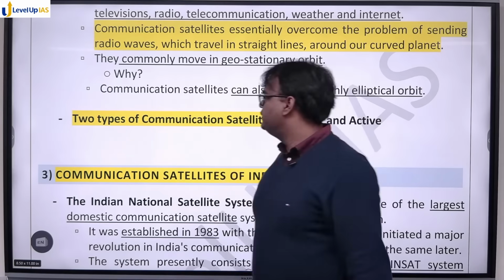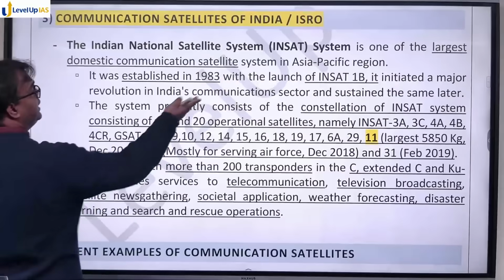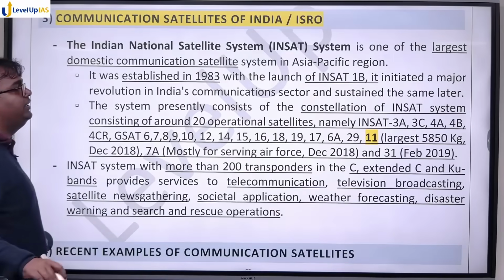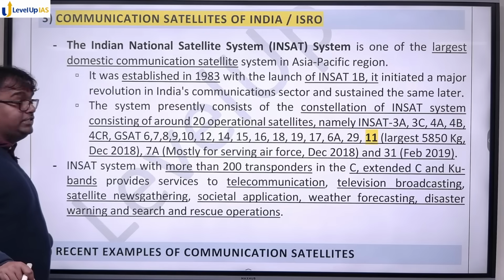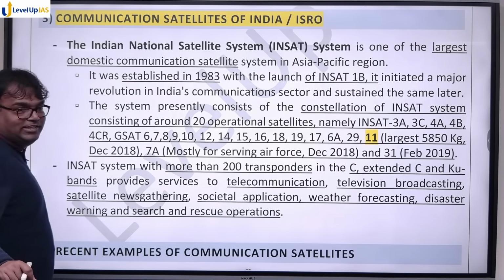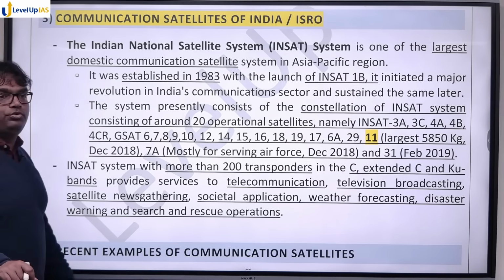This is communication satellite. Now if you look at communication satellites of India, the INSAT series of satellites, which started in 1983, was communication satellite. Currently in the INSAT series we have 20 operational satellites: INSAT 3A, 3C, 4A, 4B, 4CR, then the GSAT series, GSAT 6, 7, 8, 9, 10, 11, 12, 14, 15, 16, 18, 19, 17, 29. GSAT 11 is the largest communication satellite that we have sent, 5850 kg.